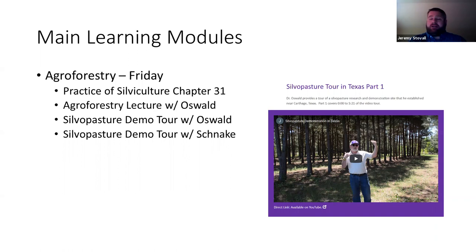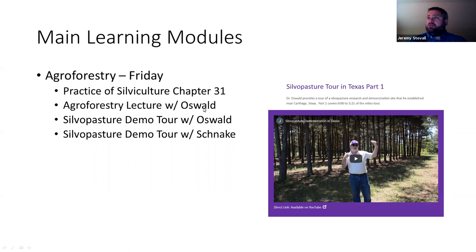This agroforestry module we put on Friday, it's the shortest of our modules in terms of content. It's one textbook chapter from the practice of silviculture. There's maybe 8 of you in here that have already taken Forestry 347 Silviculture. So this is the same textbook. You may already have this textbook, but I put up a PDF for you if you don't. So it's chapter 31. It's only about 12 pages long. Shouldn't take too much time to read. But this gives you a broad introduction into agroforestry.